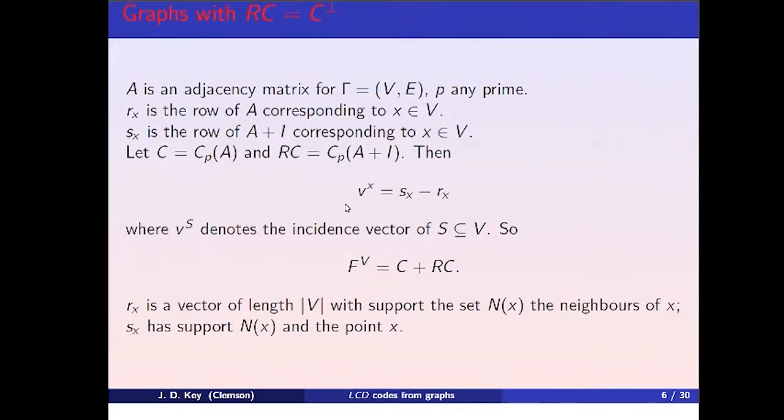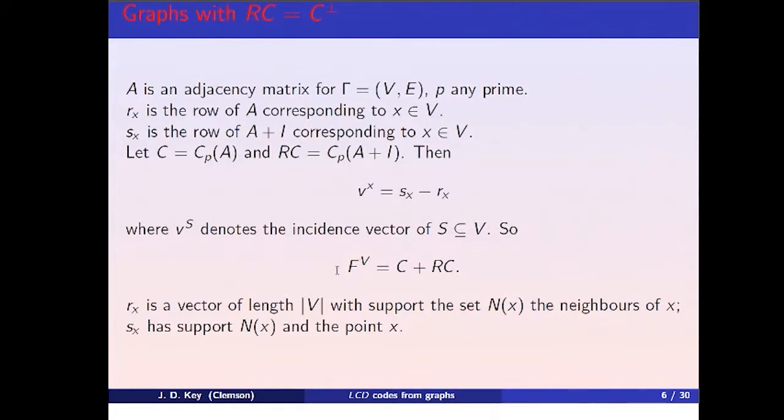And so again with that, Vx, this is a notation from my book. I found it quite useful. Some people like it, some don't. But anyway, for any subset of vertices S, V to the S means the characteristic vector of S. So it has 1 in S positions and 0 elsewhere. This one is slightly abusive notation, it should really have curly brackets around the x, but omitting those for simplicity, Vx is then just Sx minus Rx over any field.